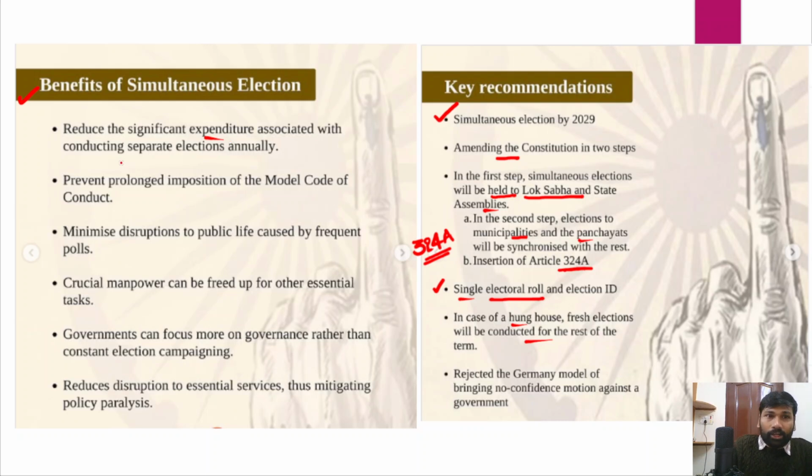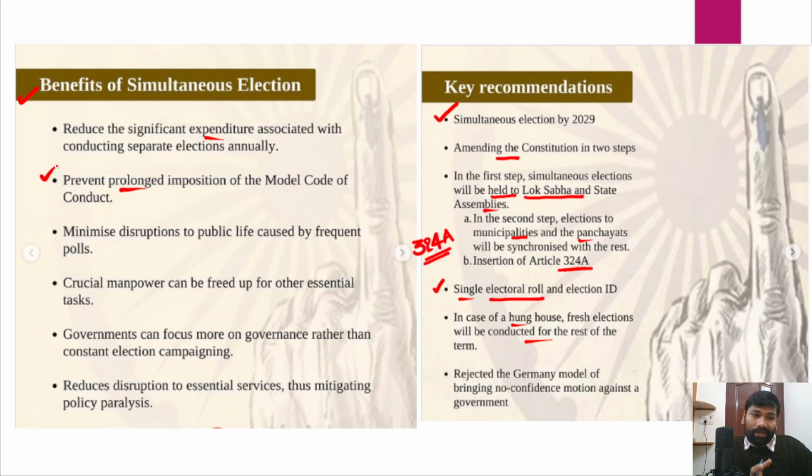And secondly, it could also prevent prolonged imposition of the model code of conduct. We all know that whenever the Election Commission of India announces a schedule for conducting elections, whether it is by-elections, state legislative assembly elections or general elections, it also announces the model code of conduct. Whenever there is a model code of conduct in place, the governments cannot announce new welfare programs, and that also hinders the government.